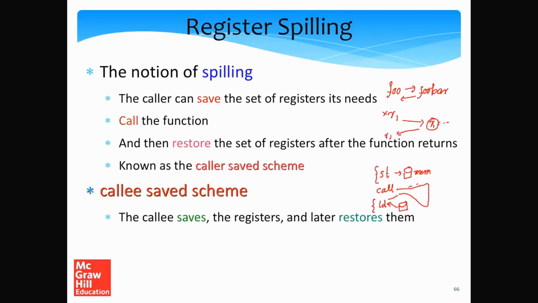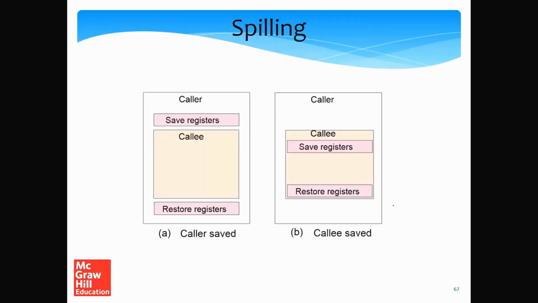In a callee saved scheme, what happens is that the function that is called, which is called the callee, saves the registers that it might potentially overwrite, and later on it restores their value when it is about to return. So conceptually, in a caller saved scheme, the way it works is something like this: we first save our registers, we store them to memory, as you can see over here. Then we call the callee function, and then we restore the values of the registers.